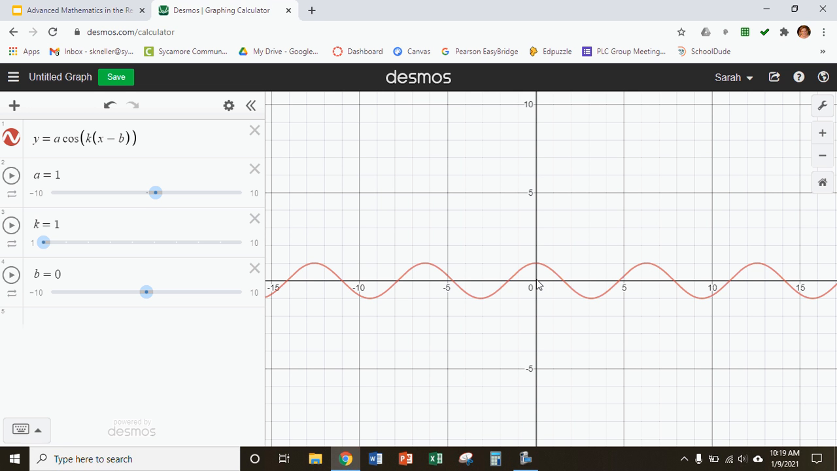The sine wave starts at 0. Okay, so the sine wave would technically start back here at 0, and then it would go up, come down, go back down, and then go back to 0. So that's the only difference between sine and cosine.